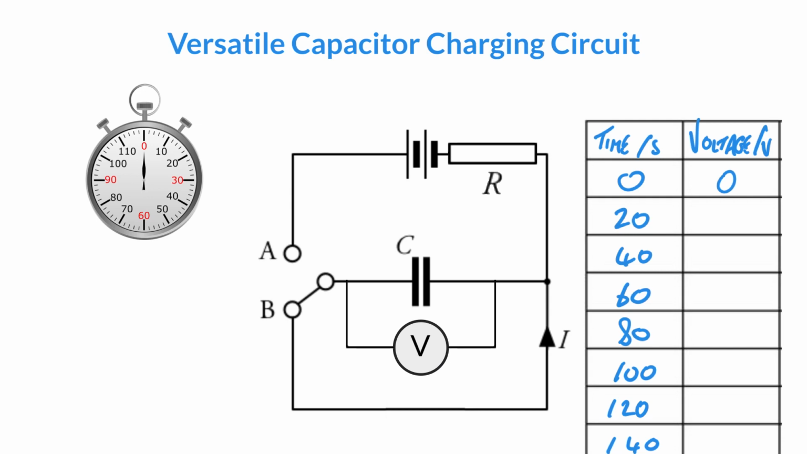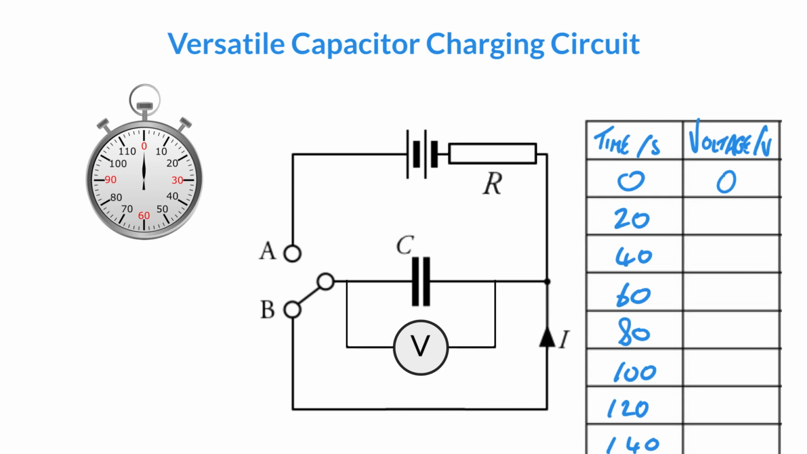Now the actual time intervals you use depend on the values of R and C, and there are ways of calculating values of R and C that will give you reasonable times that you can get the experiment done in. Obviously if R and C are really high, the experiment will take a very long time. If R and C are really low, it will take such a short time that you'll not be able to take results. So RC is the time constant of the capacitor circuit.